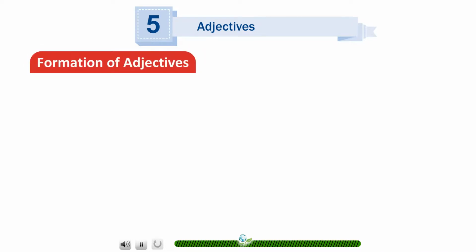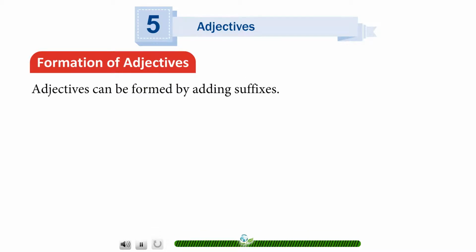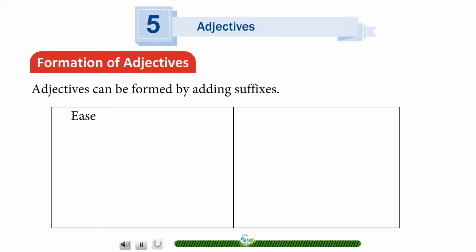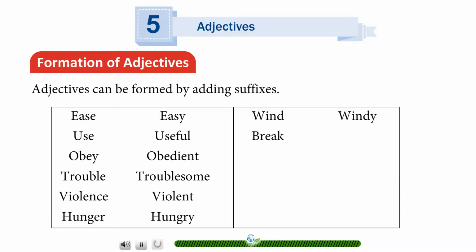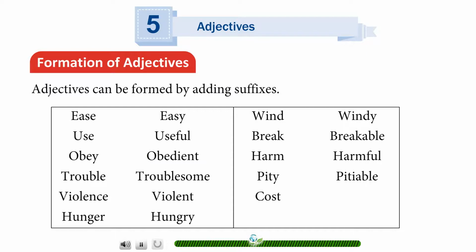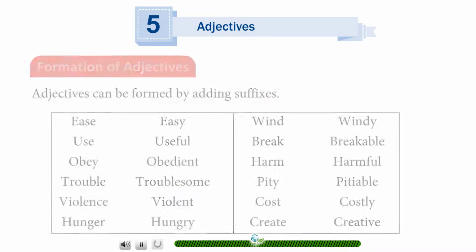Formation of adjectives. Adjectives can be formed by adding suffixes. Ease, easy. Use, useful. Obey, obedient. Trouble, troublesome. Violence, violent. Hunger, hungry. Wind, windy. Break, breakable. Harm, harmful. Pity, pitiable. Cost, costly. Create, creative.